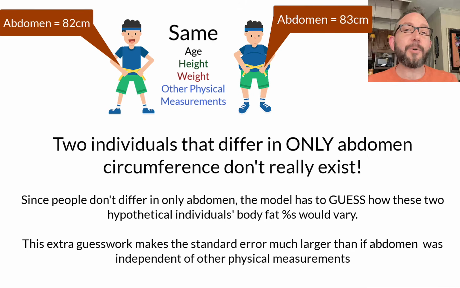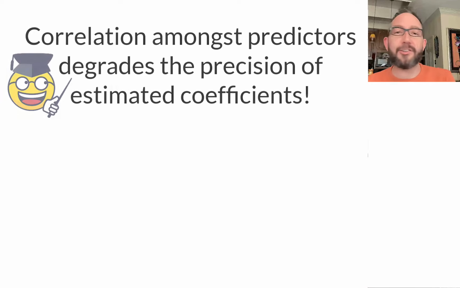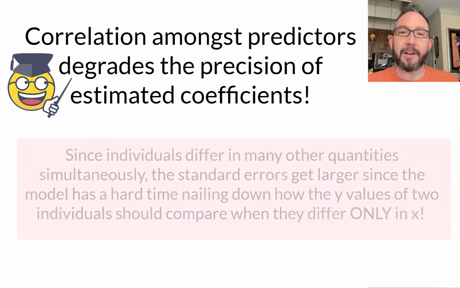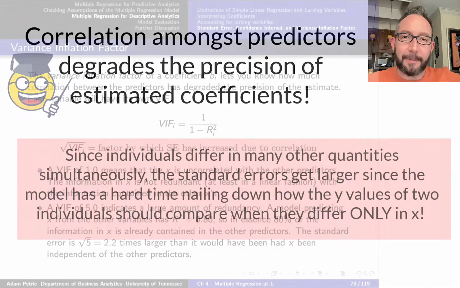So, long story short, if there's a lot of correlation among the predictors you're using in your multiple linear regression model, the precision of those estimated coefficients gets degraded. The standard errors of those coefficients get larger. It gets harder and harder to nail down really how the y values of two individuals are going to differ when they differ in x by just that one unit, when they're expected to differ in all these other characteristics simultaneously.